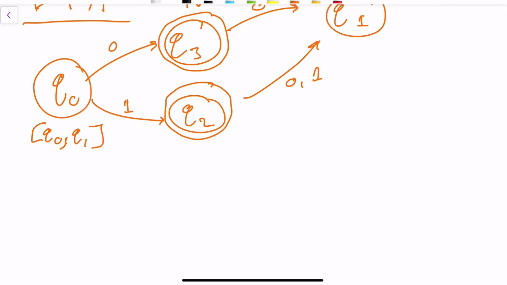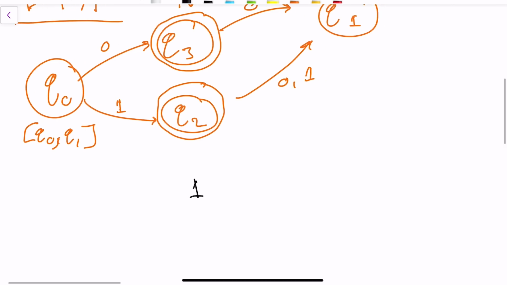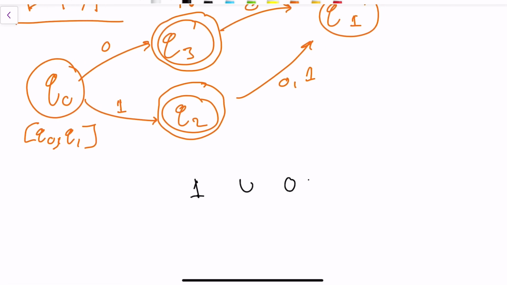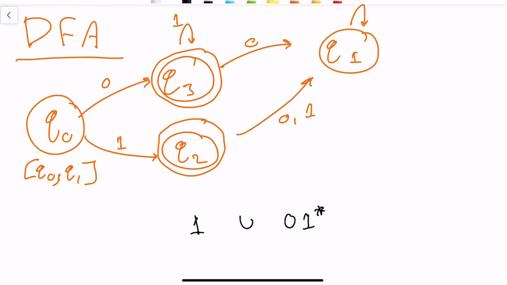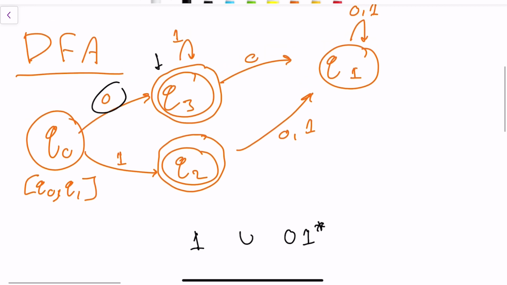As we mentioned previously, the regular expression for this was 1 or 0, 1 star. So we can test that here. On input 1, we go to an accept state, so that part holds. On input 0, we go to an accept state, and however many 1s we enter after that will stay at that accept state, so this holds as well.